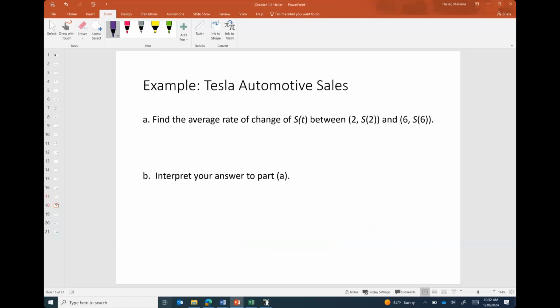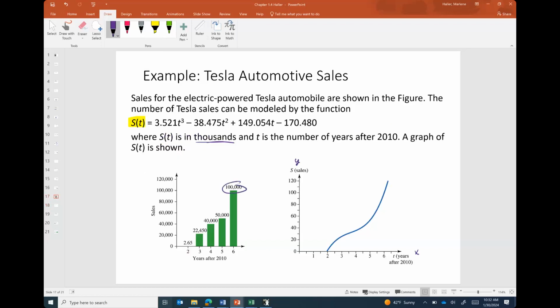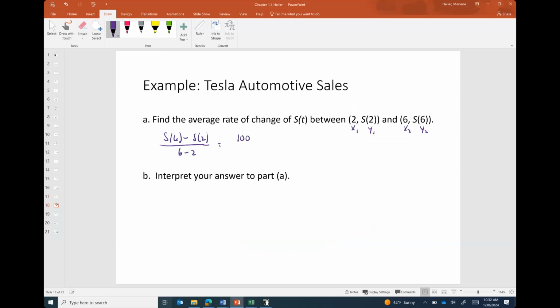Part A says find the average rate of change of s of t between 2 and 6. So this is like the same thing as having an x1, y1, and an x2, y2. We're just using some different notation here. So the average rate of change then is going to be s of 6 minus s of 2 over 6 minus 2. Now, what was s of 6? Let's see, that was 100,000, I believe. There's 6, it's 100,000. And s of 2 is 2.65, all right?